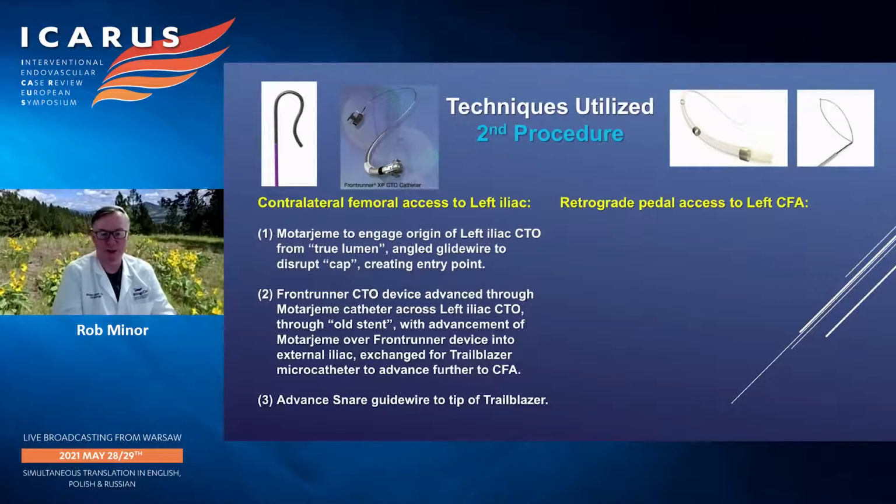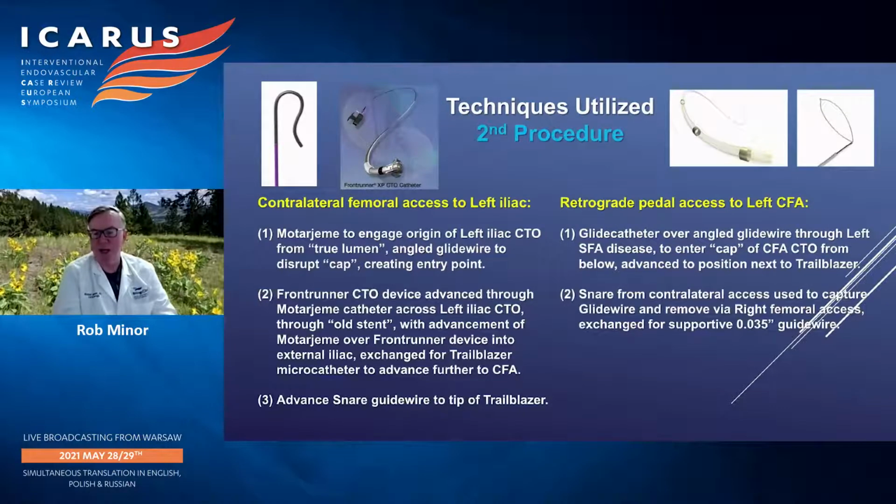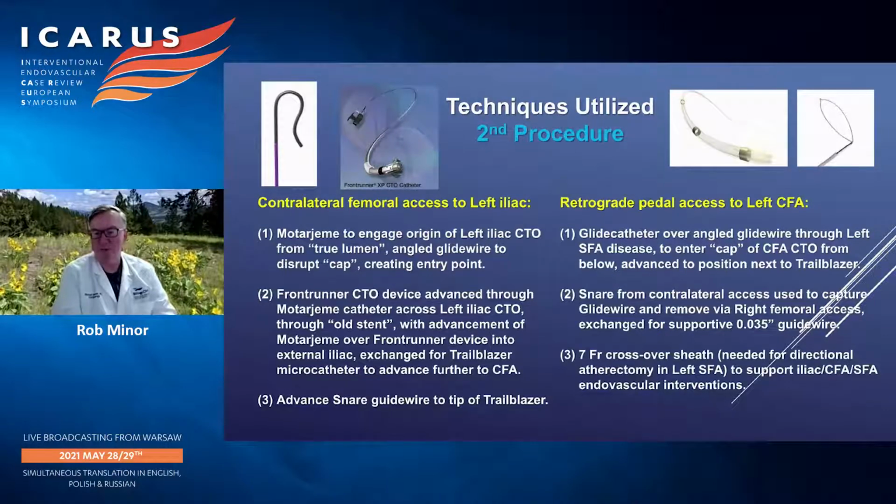Snare guide wire was advanced to the tip of the Trailblazer. Retrograde access with a glide catheter or an angle glide wire was made to advance through the left SFA disease and enter the cap very easily of the CFA CTO and advance next to the Trailblazer. The snare was then used to capture the glide wire and remove it, exchanging it for a supportive guide wire, and a 7-French crossover sheath was then used to support the endovascular interventions performed during this procedure.